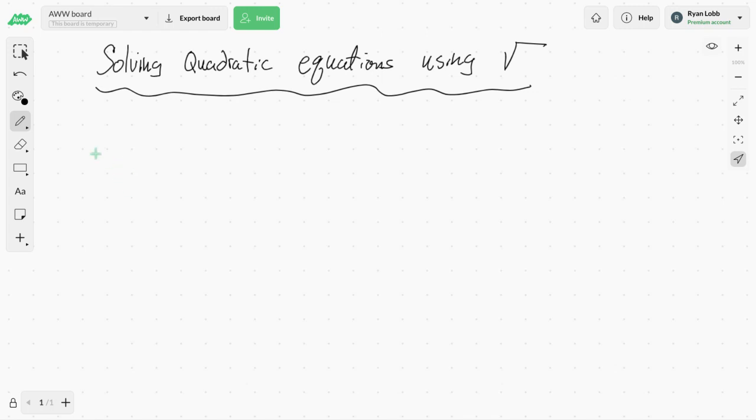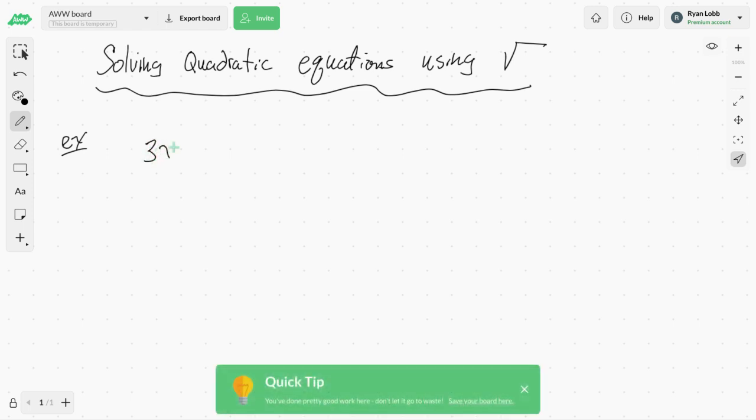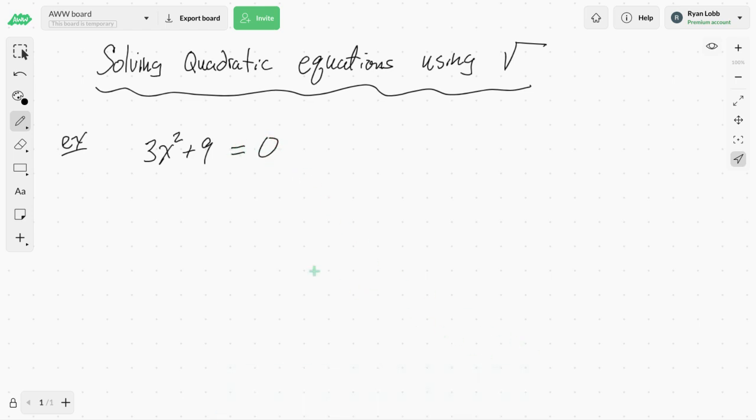So to continue with solving quadratic equations using square roots, we're going to look at two more examples here. So here we have 3x squared plus 9 equals 0. What we're going to do is solve for x, but first, keep in mind we want to get x squared by itself. That's the first thing we want to get by itself.